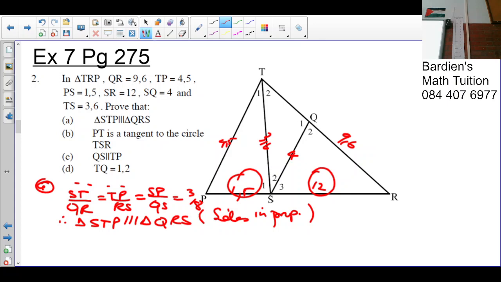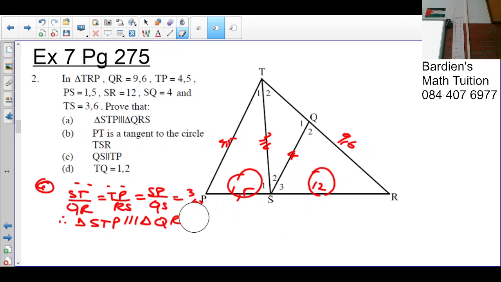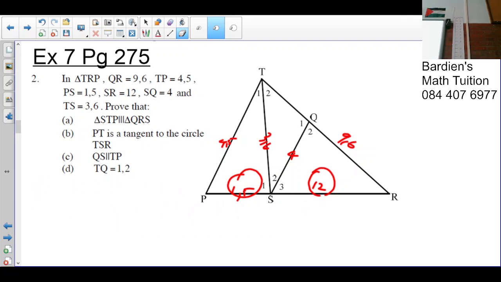So now proportionality works here. No? Similarity certainly works here. Let's go with B. I'm going to take this off because I want to keep the diagram in focus. B. We must prove that PT is a tangent to the circle.